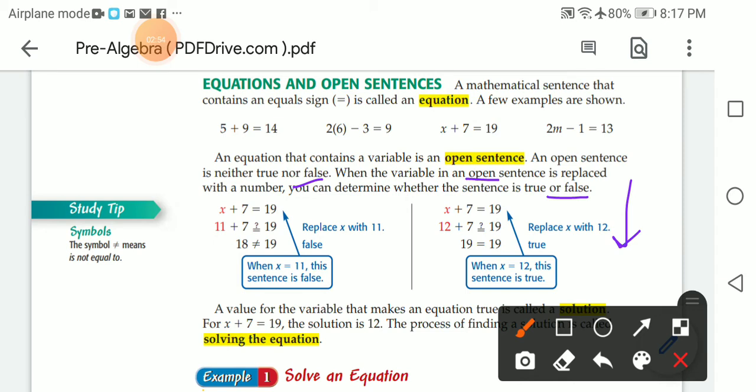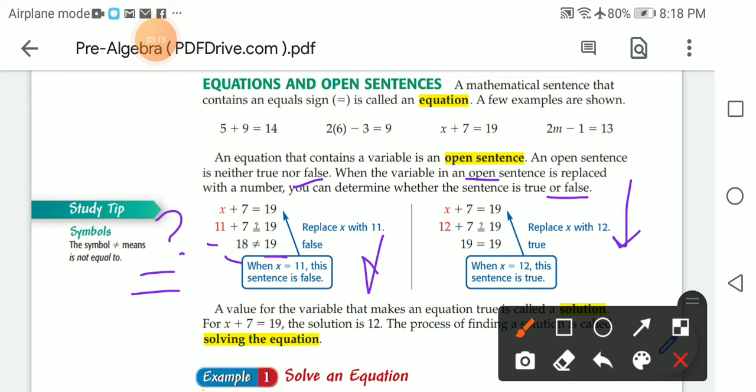X plus 7 equals 19, as you see here. So I have here 11 plus 7, is it equal to 19 or not? 18, it's not equal to 19, so it's false.